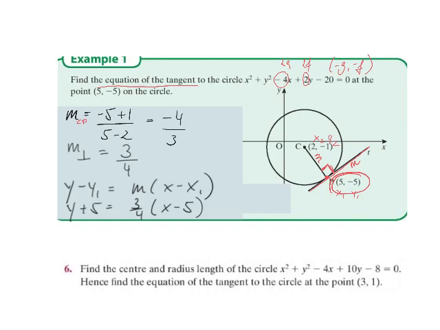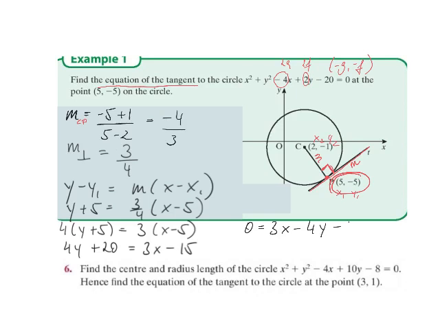And I multiply by 4, to get rid of the fraction, so 4y plus 5 equals 3x minus 5. I multiply this out, 4y plus 20 equals 3x minus 15. I bring everything to the right hand side, because we have a positive x there. So that leaves me with 0 equals 3x minus 4y minus 15 minus 20, which is then 3x minus 4y minus 35, and that is now the equation of the tangent to the circle.